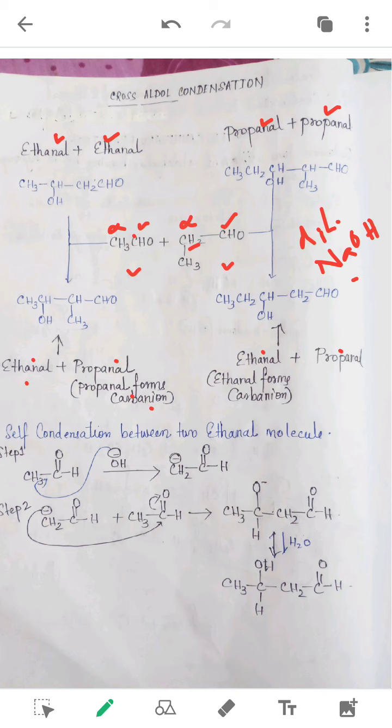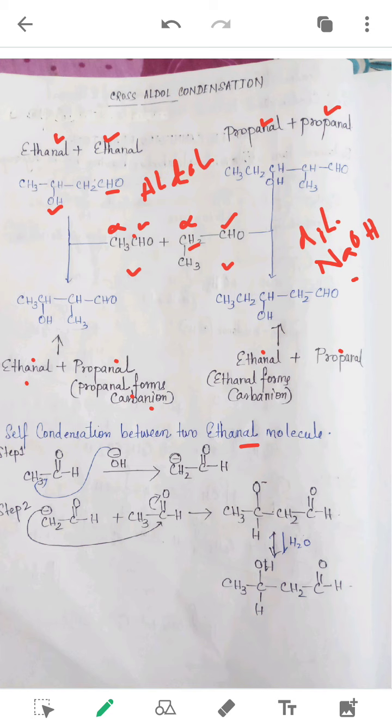Also, aldol will be the product, as I have said. The writing is like ALDOL. Why is it like this? Because you have the aldehyde group, that is the CHO group, and also the OH group, that is the alcohol group. So we write it this way, aldol. IUPAC names you can always give. So let us see what happens when there is a self-condensation between two ethanal molecules.